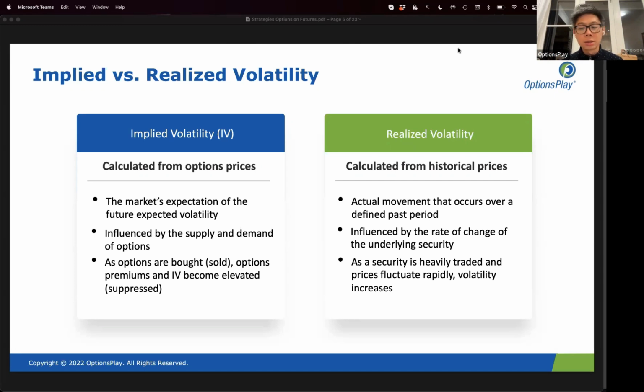It's an important concept to understand with respect to trading options in general, but more important, even, for the specific strategies that we're going to discuss here today. And we're going to look at some of the underlying data between implied versus realized and the relationship that they have between the two, because it is important for this trading strategy.